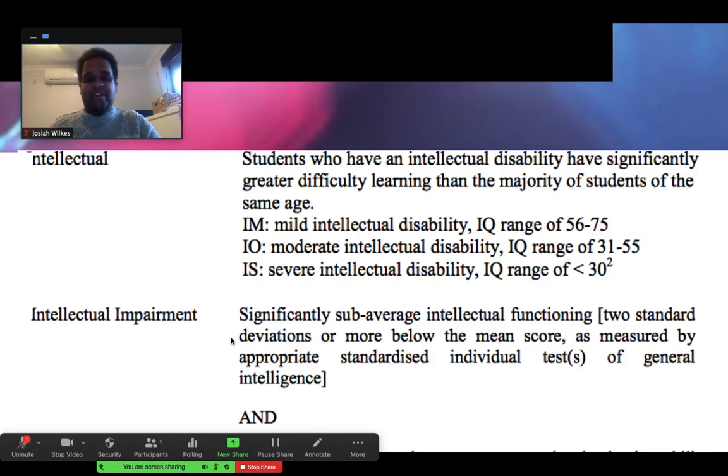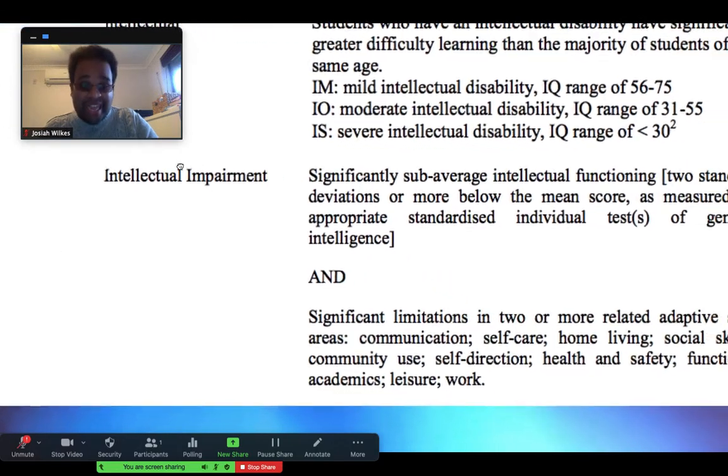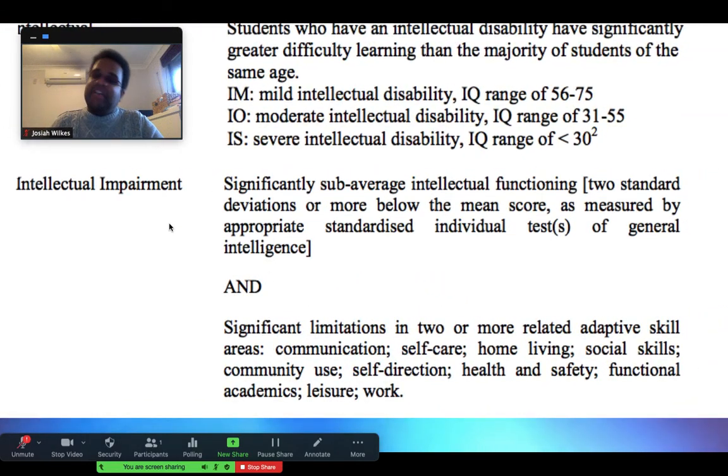However, I've almost forgotten which state, in Queensland there's a big difference. Intellectual disability also has social and observable elements. In Queensland, it says intellectual disability is significantly sub-average intellectual functioning, and also significant limitations in 2 or more related skills, such as communication, being able to look after yourself, social skills, and so on.